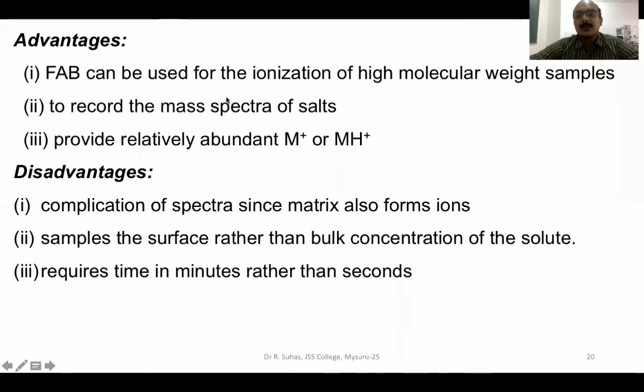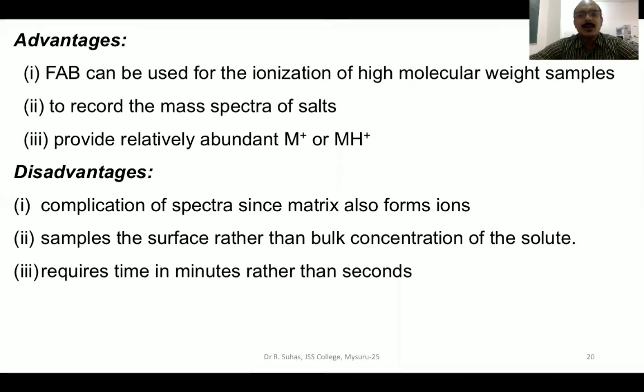Even the mass spectra of salts can be recorded using FAB. Moreover, when you use FAB, you get relatively abundant M plus or MH plus. Either you get the molecular ion or the quasi-molecular ion, and the rest of the peaks will be very negligible, and hence the interpretation becomes very easy when FAB is used.